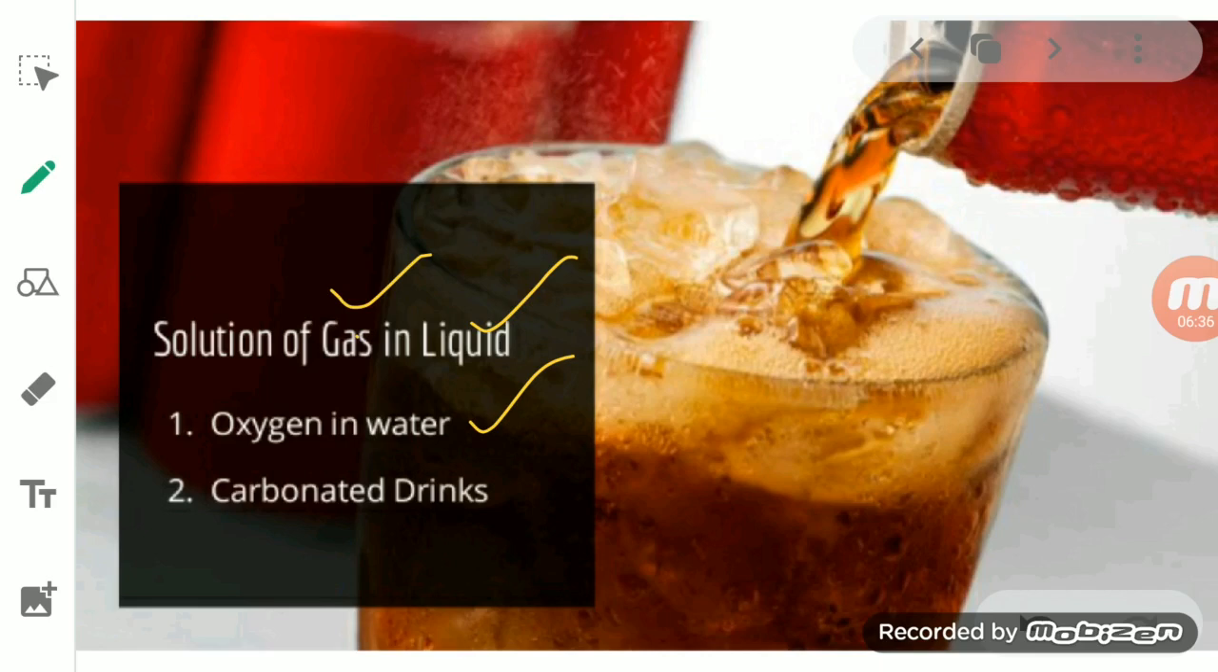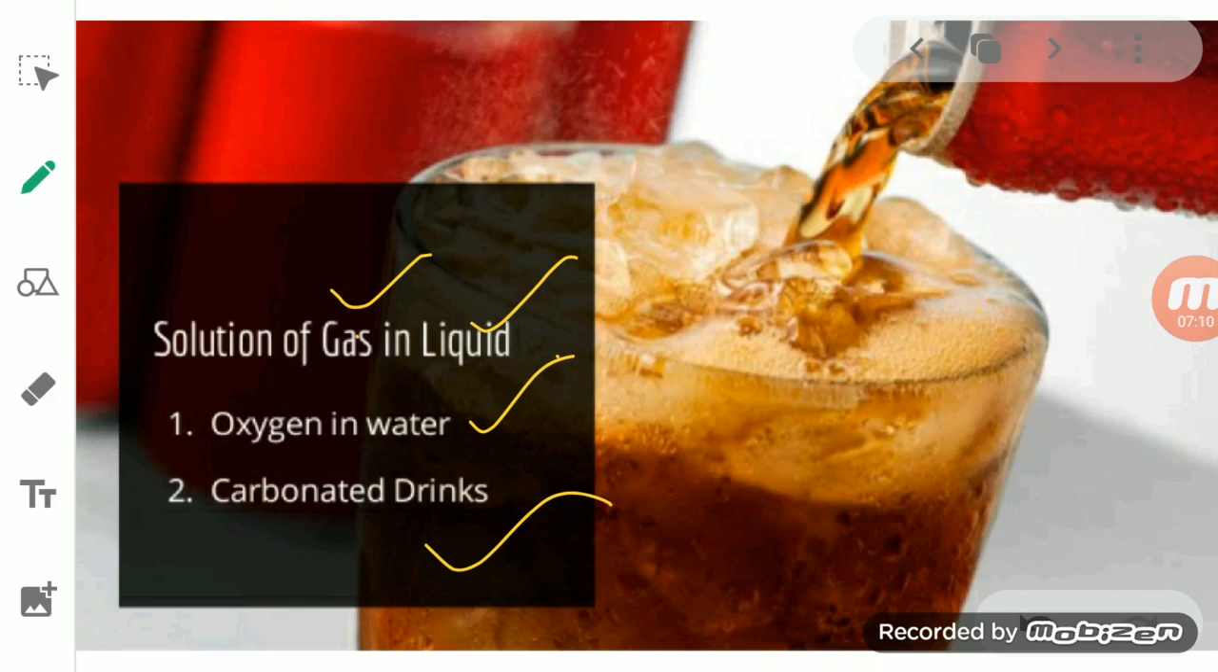Not only this, after respiration, carbon dioxide is released by aquatic animals and used up by aquatic plants. So carbon dioxide is also a gas in a liquid. Then we will see carbonated drinks. You see soda water, Coca-Cola or cold drinks. These are a solution in a bottle consisting of a gas in it.